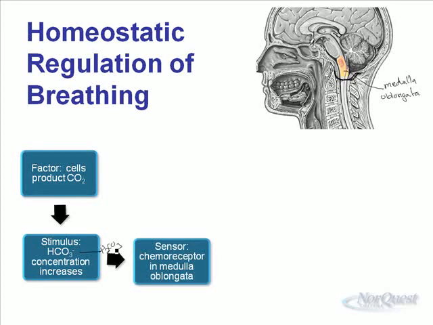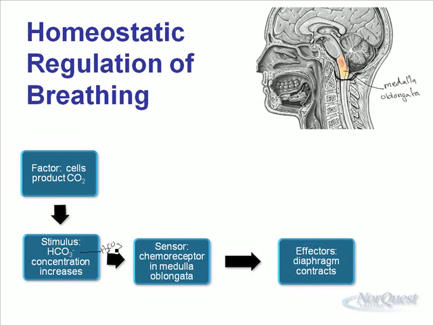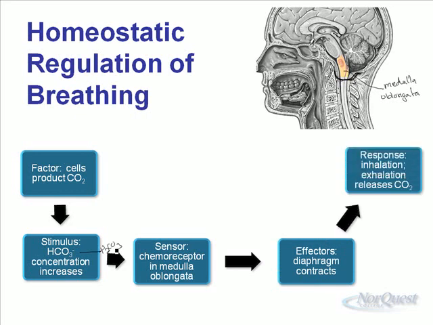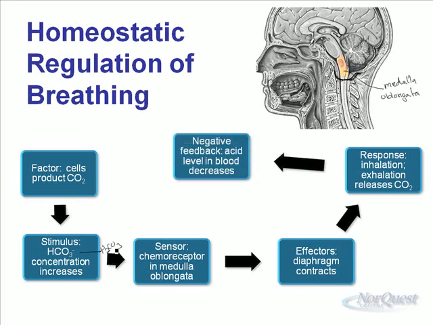So the chemoreceptors in the medulla oblongata sense that we are high in carbon dioxide. It triggers the diaphragm and the intercostal muscles to contract. The response is inhalation. So we breathe in, we get a bunch of fresh oxygen into our body, carbon dioxide starts diffusing into our alveoli, and then we breathe out. This is going to decrease the acid levels in our blood. And so now the stimulus is gone, so we won't breathe again until acid levels build up one more time.